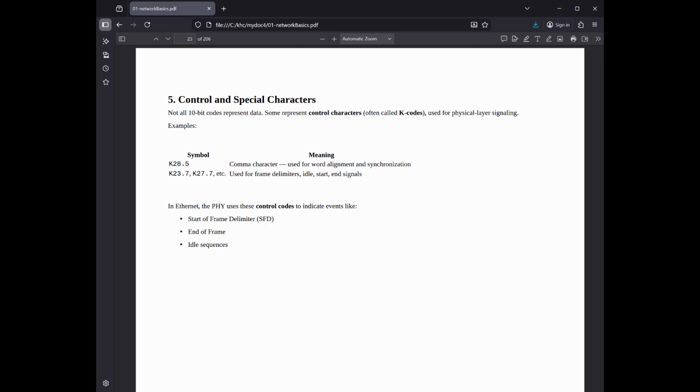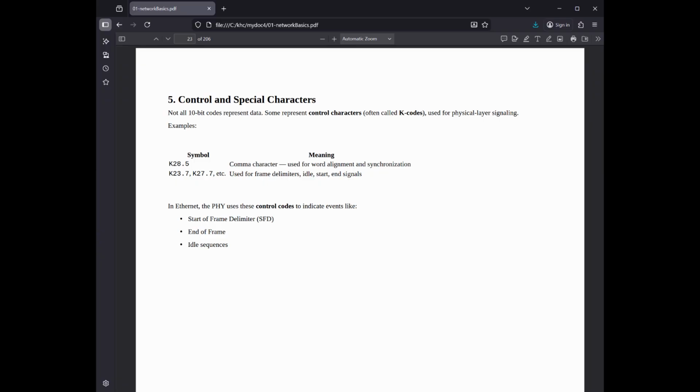Common uses of control characters. K-symbols are used for several low-level signaling purposes in gigabit Ethernet. Start/end of frame. K-symbols are used to delimit the boundaries of data packets. For example, a specific sequence of K-symbols indicates the start of an Ethernet frame, the start of frame delimiter.